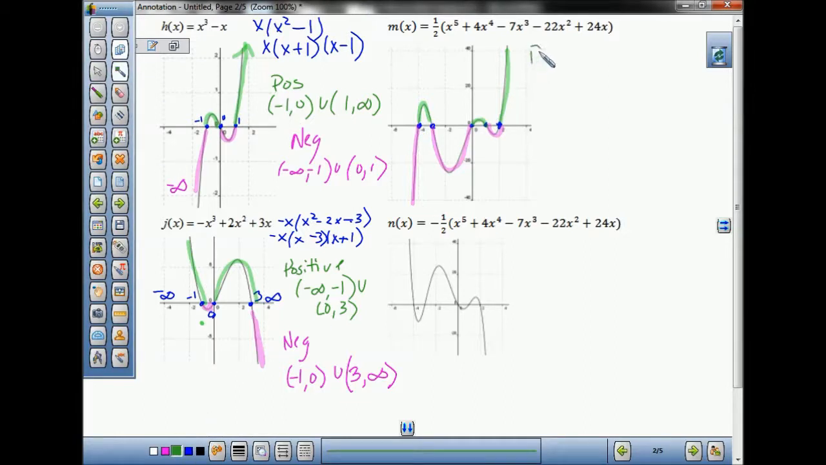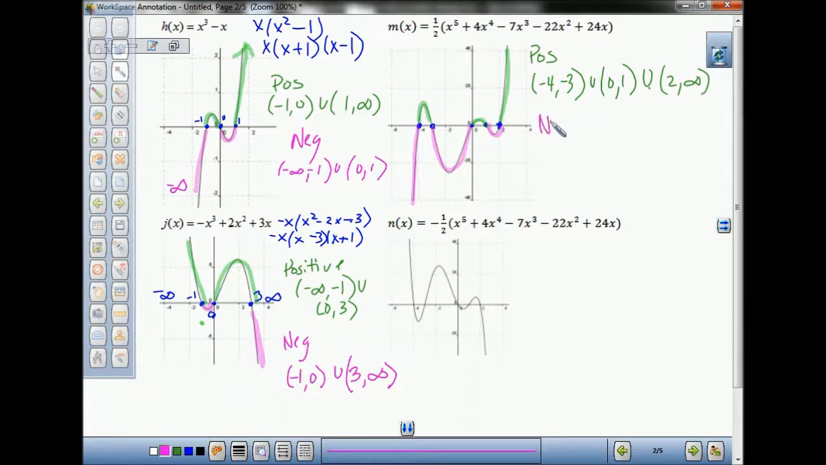So my positive intervals go from -4 to -3. It is above the x-axis. From 0 to 1, it is above the x-axis. And then again from 2 to forever, 2 to positive infinity. My negative intervals go from -infinity to here. So from -infinity to -4. From -3 to 0, and then again from 1 to 2.